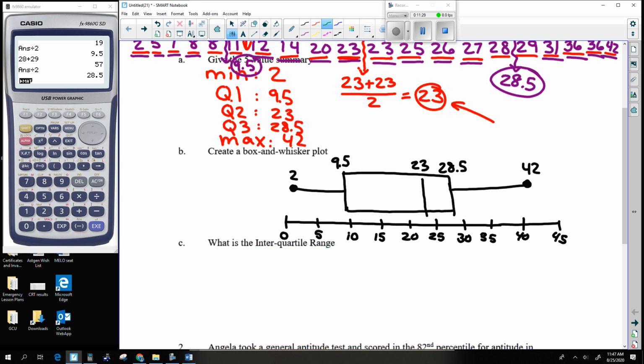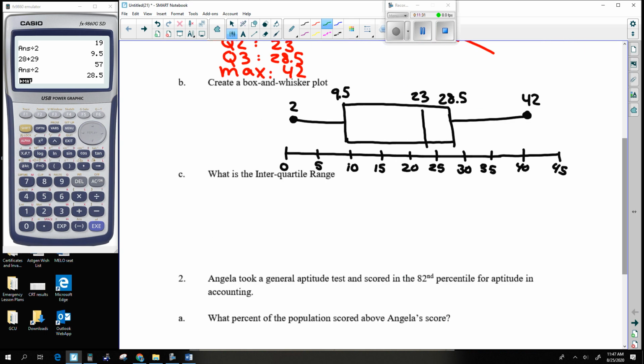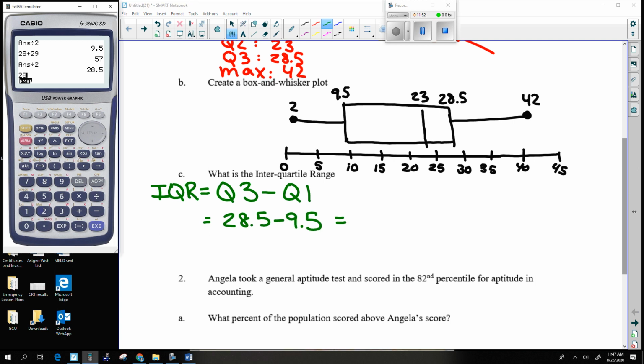The biggest quartile is always going to be quartile 3. The smallest quartile is always going to be quartile 1. So interquartile range is going to be quartile 3 minus quartile 1. In this situation, that's 28.5 minus 9.5. So my interquartile range is 19.